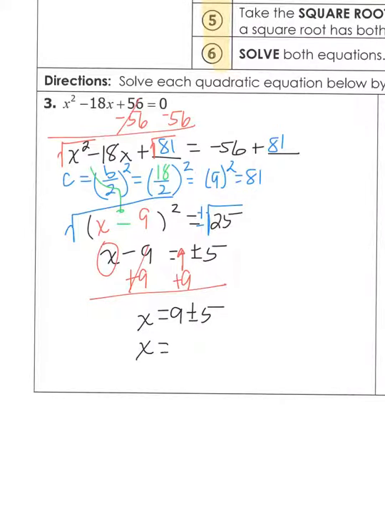Because there is no radical in my answer, I have to actually figure out the answer. So 9 and a positive 5 gives me a positive 14. And then 9 and a negative 5 gives me a positive 4. Use your calculator if you're terrible at adding and subtracting integers. All right, so let's do number 4.